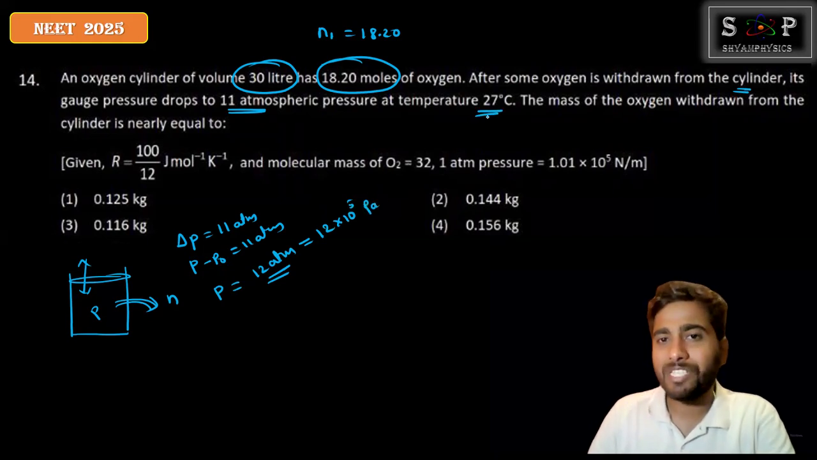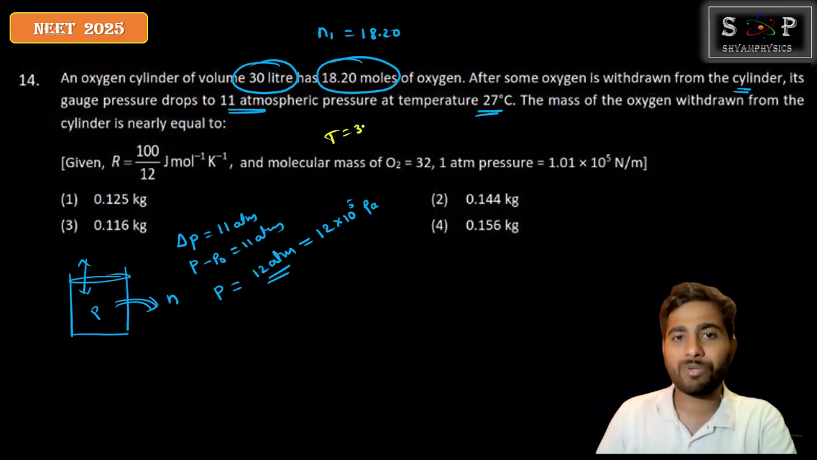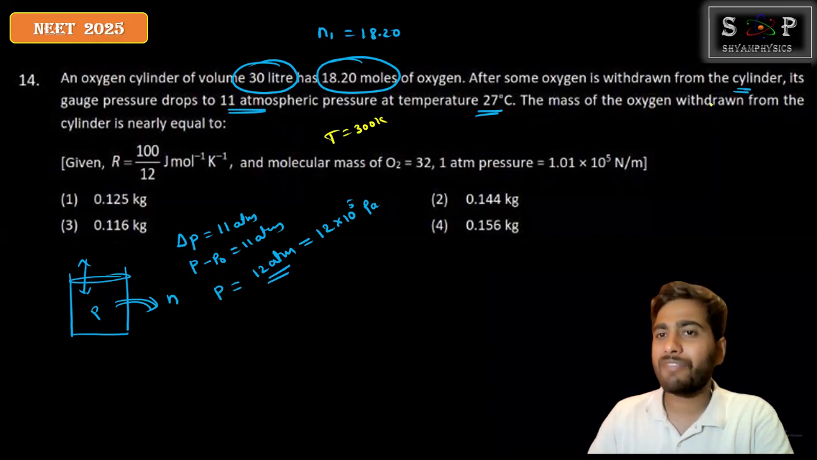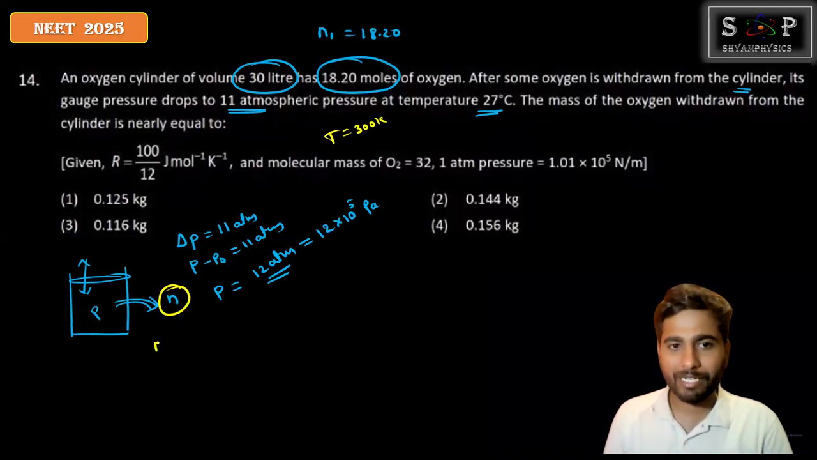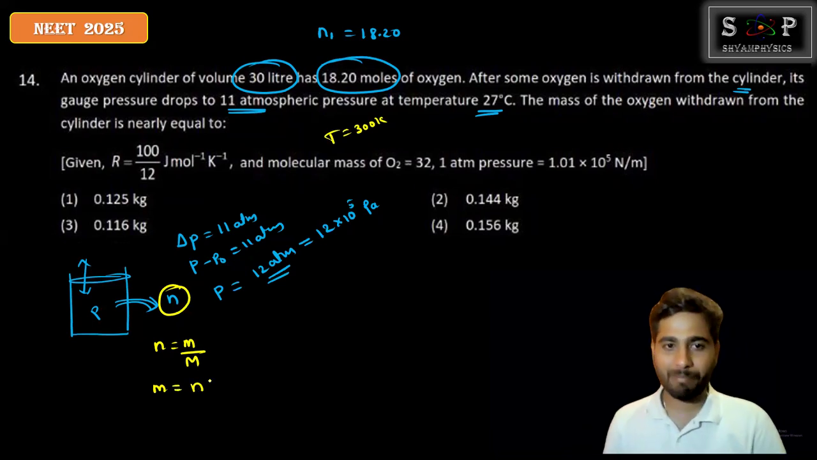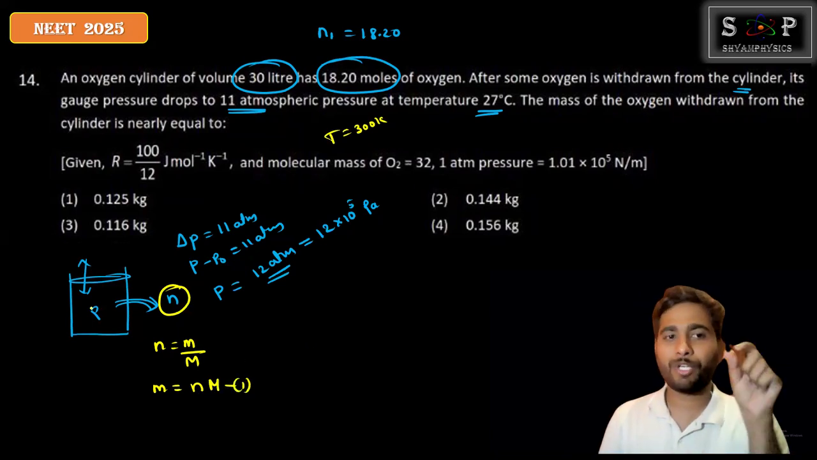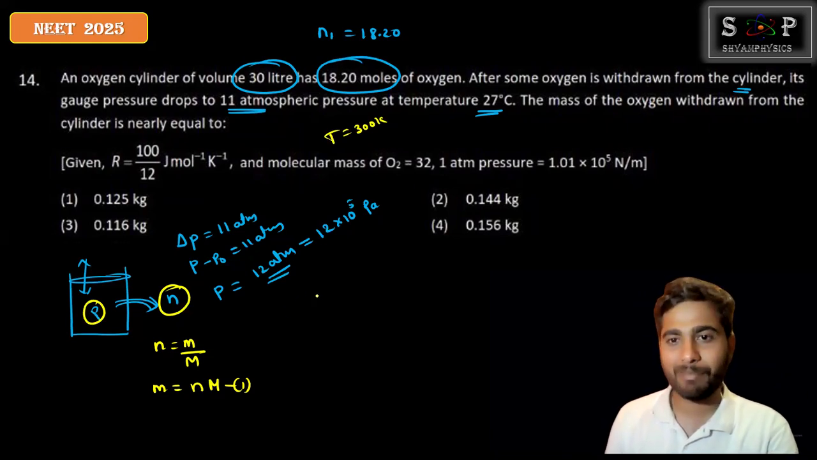The temperature which is maintained is 27 degrees Celsius, which means the temperature is 300 Kelvin. The mass of oxygen withdrawn is what we need to calculate. n is equal to given mass by molar mass. So we need to calculate the number of moles withdrawn from the chamber, and then multiply by the molecular weight. First, due to the present pressure, we need to calculate the number of moles present inside the chamber.